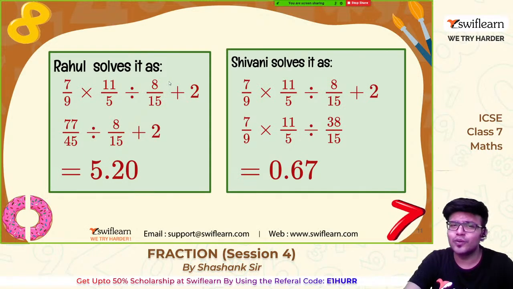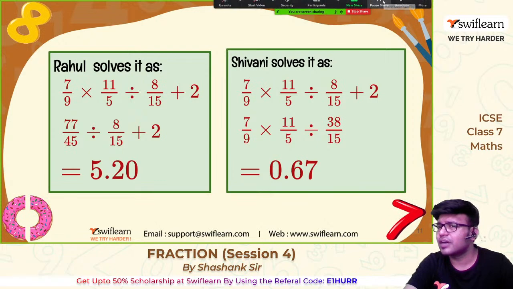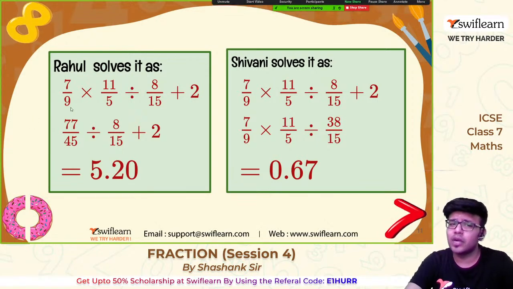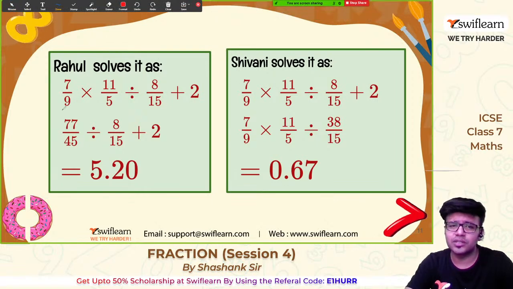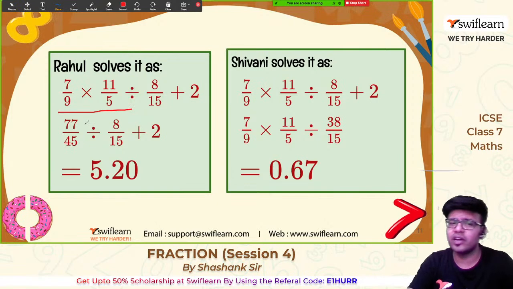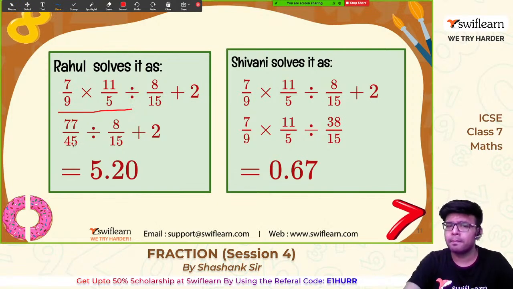Okay, so Rahul solves it like this. He multiplies this first, which is 7/9 into 11/9. He gets 77/45. He does this, he divides this, and he adds 2. He got this.